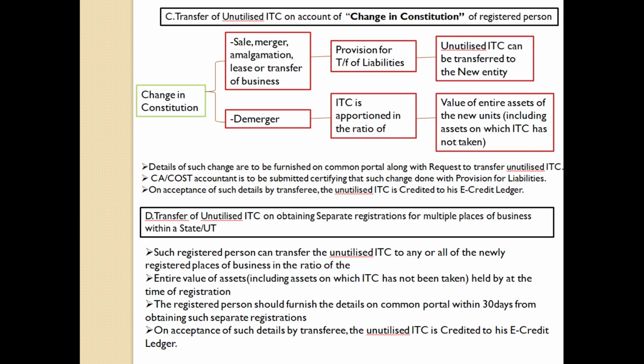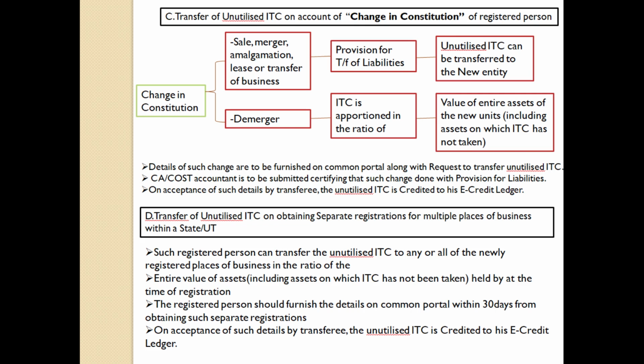And the last case in special circumstances is the transfer of unutilized ITC on obtaining separate registrations for multiple places of business within the state or union territory. Such a registered person can transfer the unutilized ITC to any or all of the newly registered places of business in the ratio of the value of assets held by them at the time of registration.